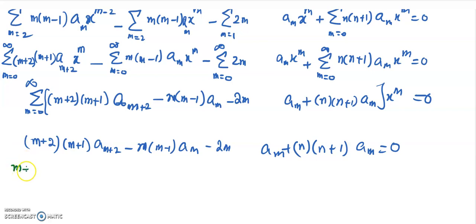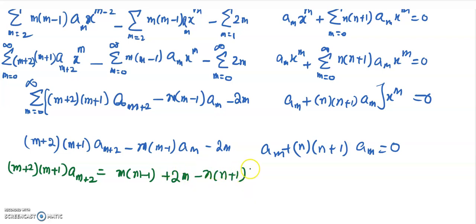So it will be m plus 2, m plus 1, am plus 2. So I take am terms on the other side. So it will be plus m into m minus 1 plus 2m, and then minus n into n plus 1, and then am. So I can try to simplify these terms in the bracket. It will be m square minus m plus 2m minus n square minus n.